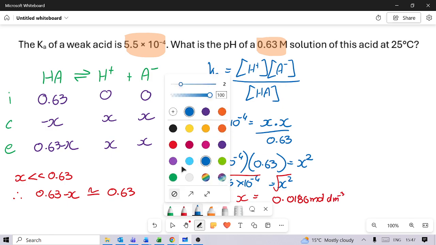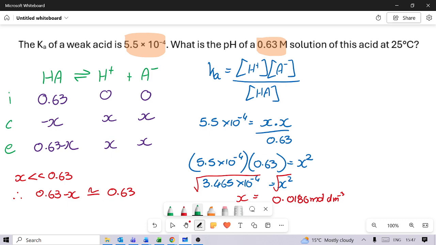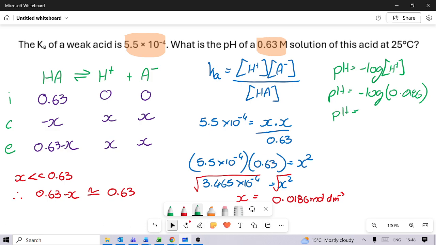So the last thing to do would be to find the pH. pH equals minus log of the concentration of H plus, minus log of 0.0186. pH for this question is going to be simply equal to 1.73. So whilst this is a weak acid, the pH itself is actually slightly low.